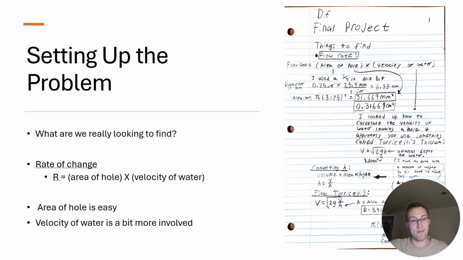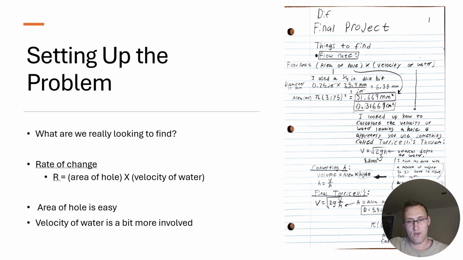So setting up the actual problem here, what are we looking to find? I think that's the important question to establish early on. We're looking for a rate of change, obviously. And what is our rate of change? It's going to be the rate at which we are decreasing in volume, because the measurement I took was in milliliters. I probably should have said that earlier. Rate of change here is just going to be area of hole times velocity of water. You have your size and you have an amount flowing through that hole at every point. So multiplying it, I think it makes sense that that would give you your rate of change.